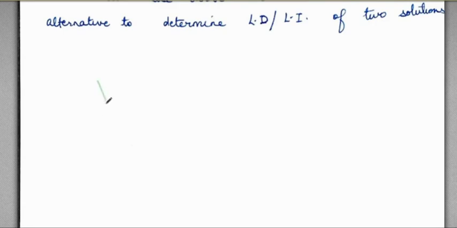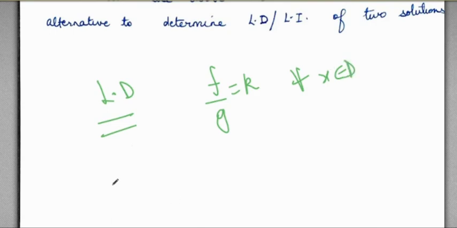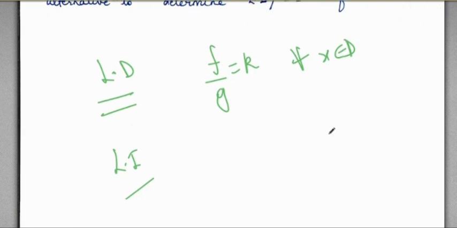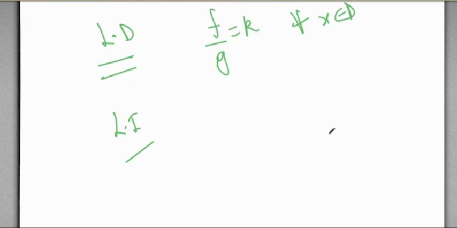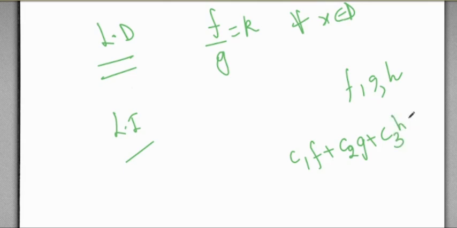So a quick recap of what we have learned. We have linear dependence of two functions if their ratio is a constant throughout the domain, and linear independence if their ratio is not a constant. All right, and for two functions this definition works fine, but if you have three functions f, g, h, then you will have to take the linear combination c1f plus c2g plus c3h equal to 0. If you are able to get at least one non-zero constant here satisfying that this linear combination is 0, then you will have linear dependence, and if all constants are forced to be 0, then you will have linear independence.